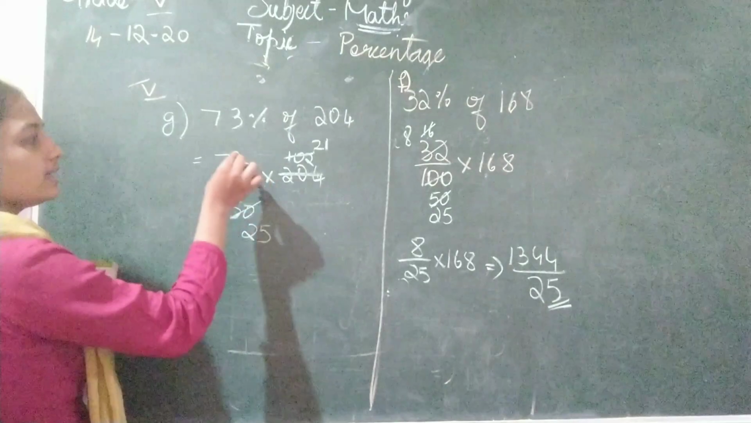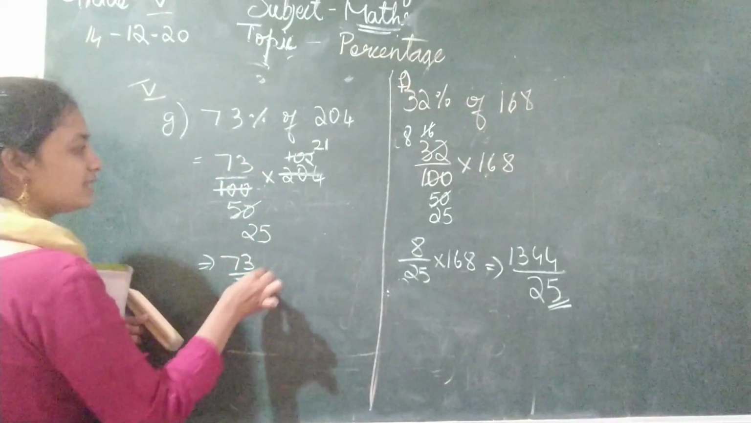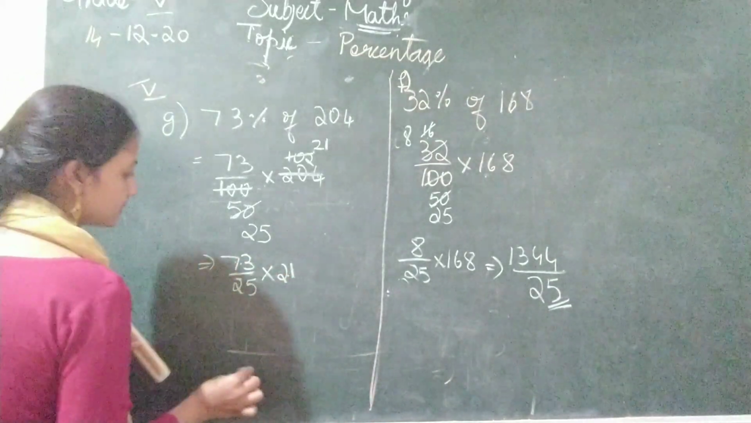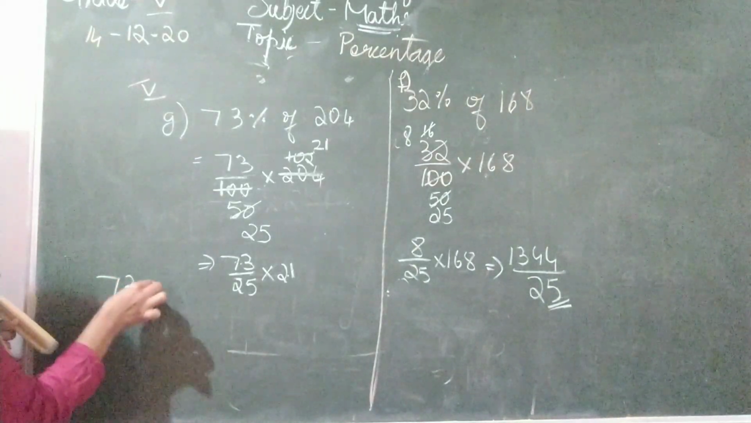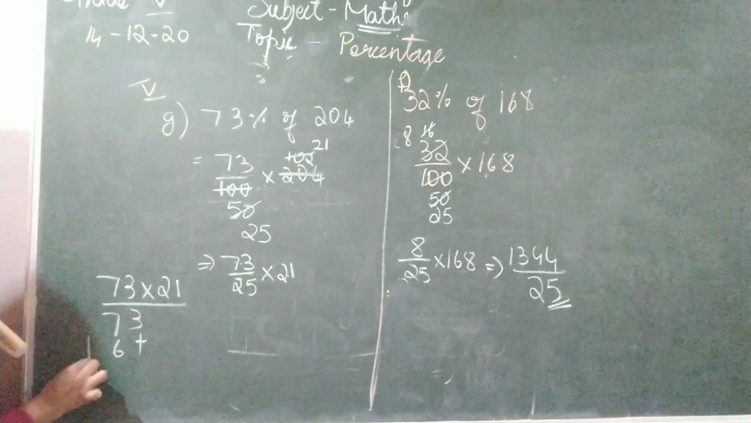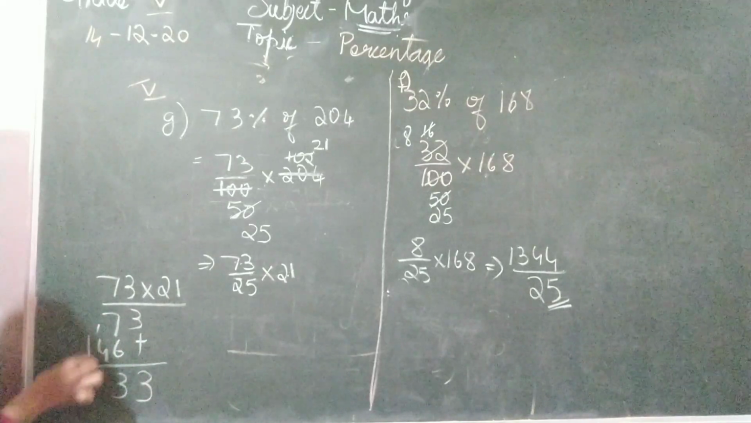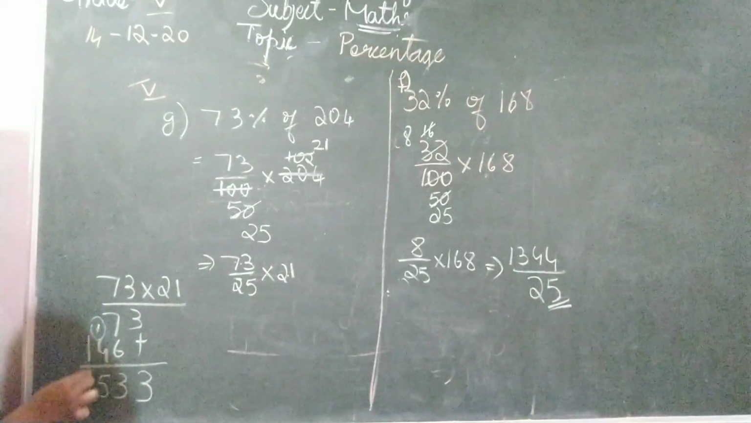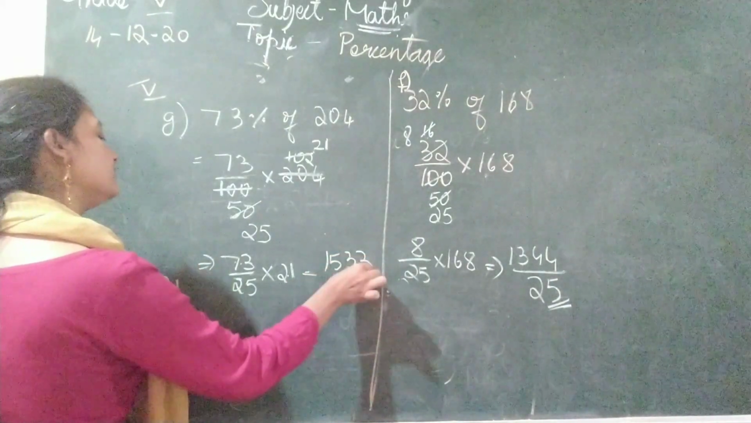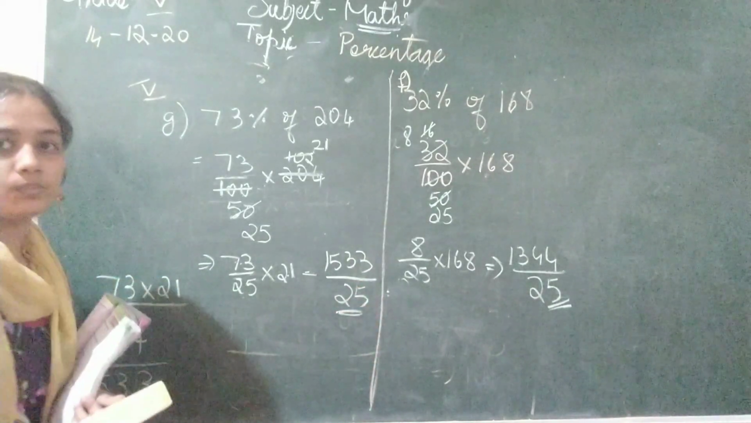So what I do is I write the numbers here after cancelling. What are the numbers I have? Multiply these two numbers, 73 into 21. 3 ones are 3, 7 plus 6, 14, 13. 4 plus 1, 5, 1. My answer would be 1533 divided by 25. This is my value.